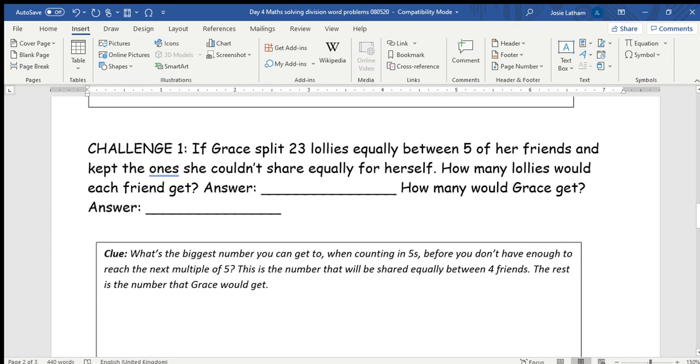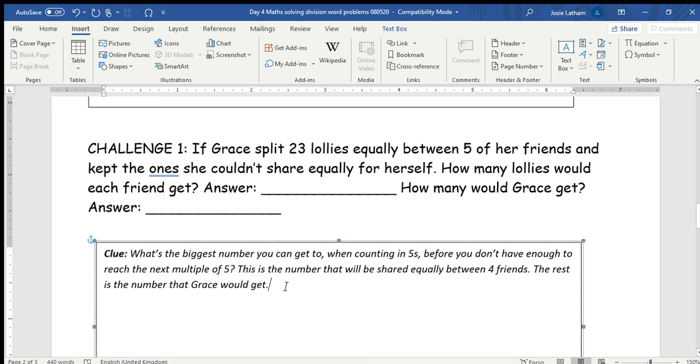Challenge 1. If Grace splits 23 lollies equally between 5 of her friends and kept the ones she couldn't share equally for herself, how many lollies would each friend get? That's the first part of the word problem. The second part is how many would Grace get? And I've given you the clues here to how to solve this problem.